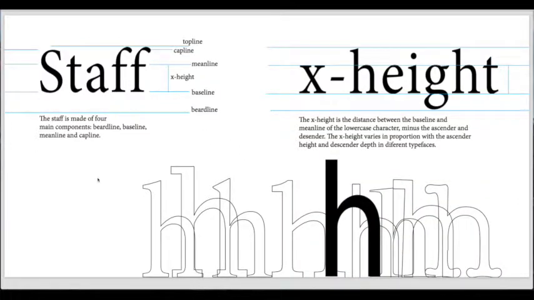Staff. The staff is made of four main components: beardline, baseline, midline, and capline. Capline, midline, baseline, and beardline. X-height. The x-height is the distance between the baseline and midline of the lowercase characters, minus the ascender and descender. The x-height varies in proportion with the ascender height and descender depth in different typefaces.